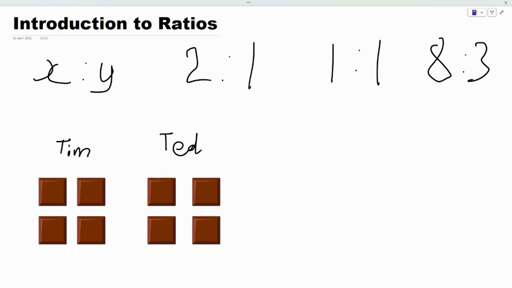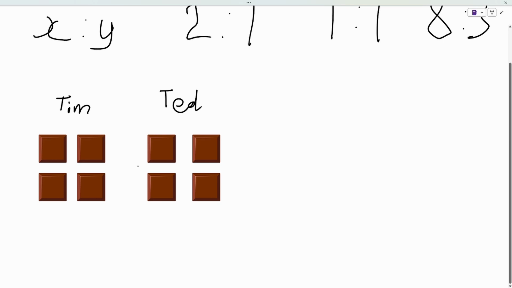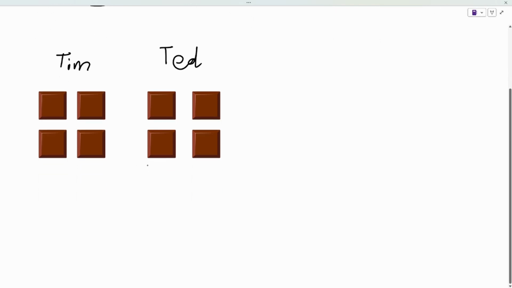They decide to split this chocolate 50-50. Most of us should know that 50-50 means splitting it halfway. So I get half, you get half. In the case of the chocolate, if there's 8 squares, that would mean Tim would get 4 squares, Ted would get 4 squares as well. But what does 50-50 actually mean? What do we mean when we say 50-50?